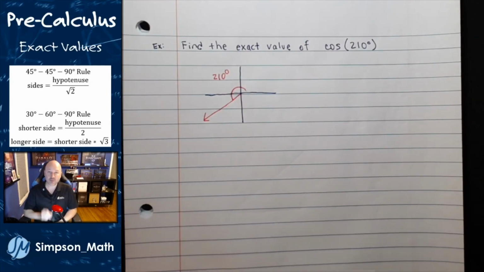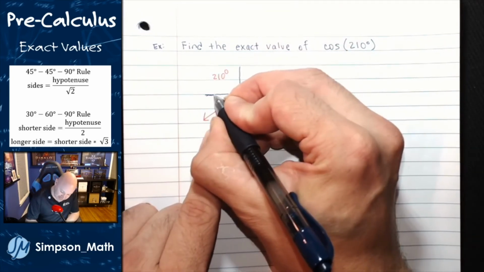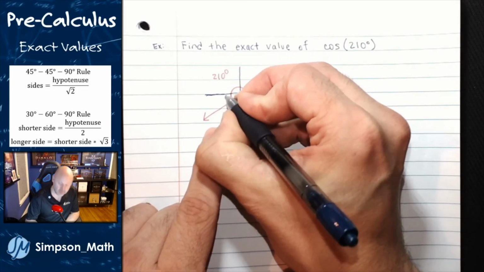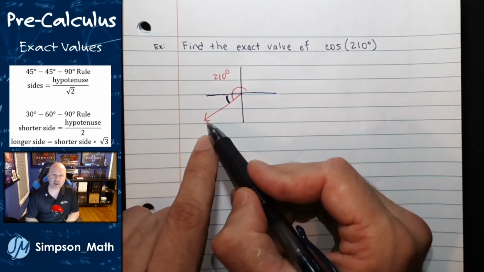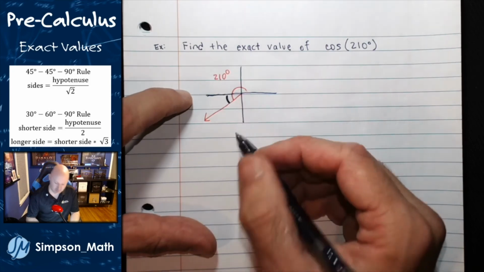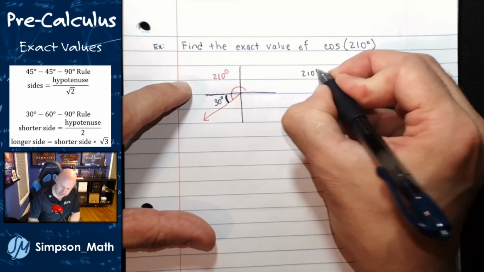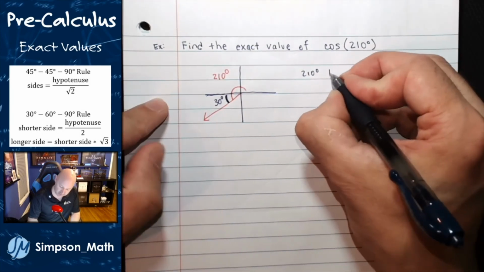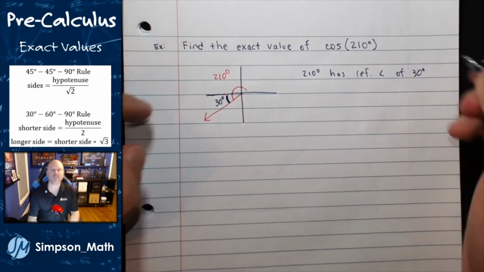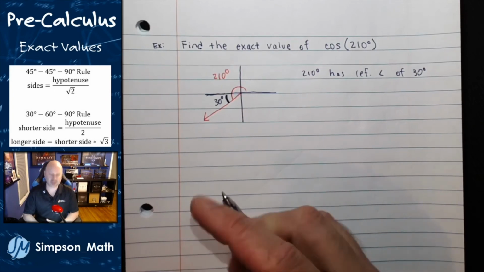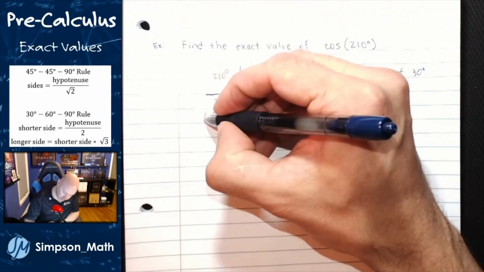Now, that terminal side has a reference angle. The reference angle is always formed by the x-axis and the terminal side, that angle right there. I can calculate that. 210 minus that 180, this is a 30-degree difference. So 210 has a reference angle of 30 degrees. And we found trig functions like this. I'm going to raise up a perpendicular, creating a right triangle.